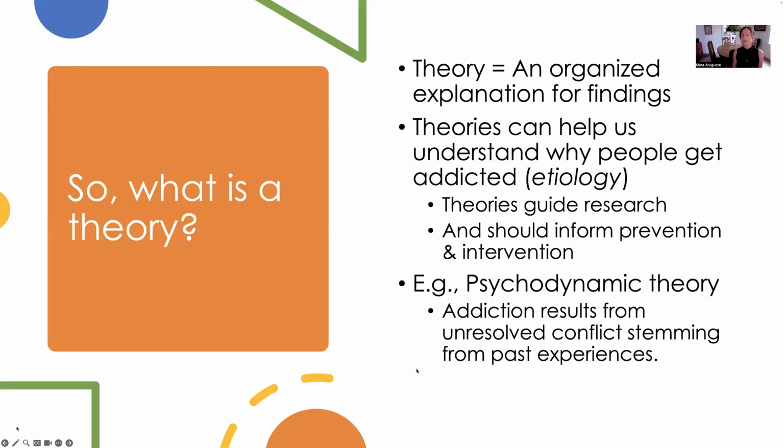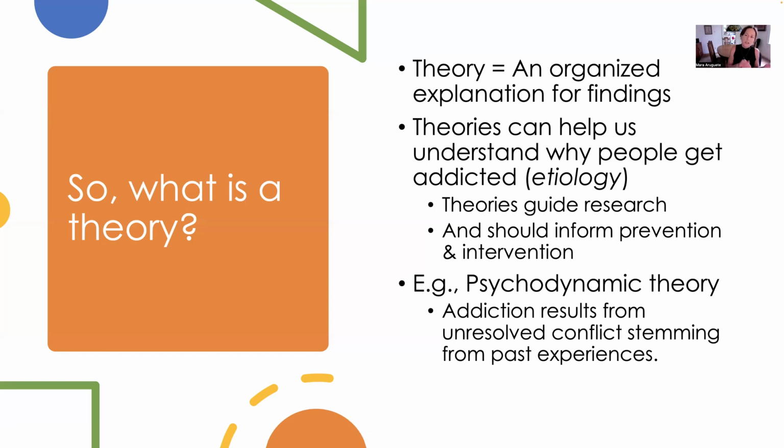Okay, so what's a good theory? First off, what is a theory? A theory is an organized explanation for a set of findings, things that you observe in the world, right? So for example, addiction, right? Theories can help us understand why people get addicted. So it's an idea, an explanation for why someone gets addicted. Then we call that the etiology of addiction. So, for example, disease theory of addiction may say that people get addicted because they have a genetic predisposition or something biological that makes them more vulnerable than those who don't get addicted.